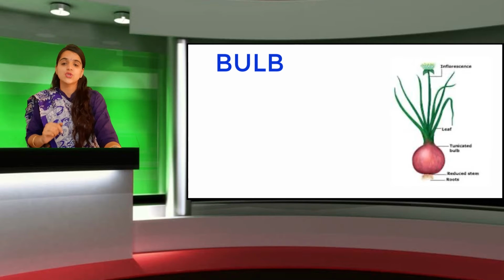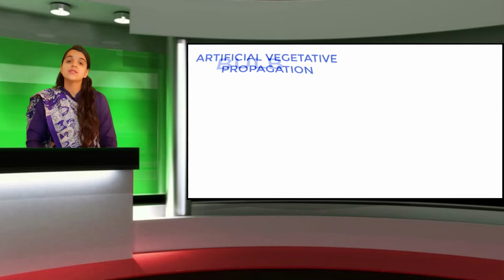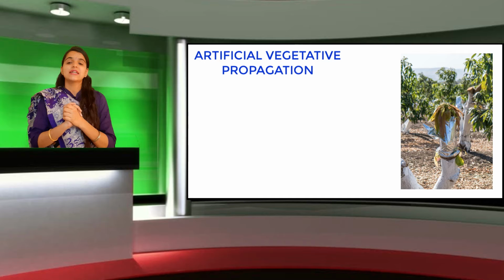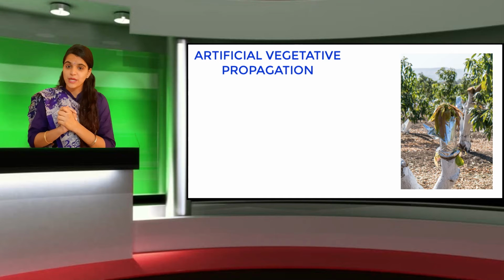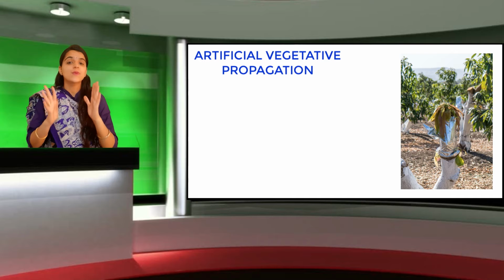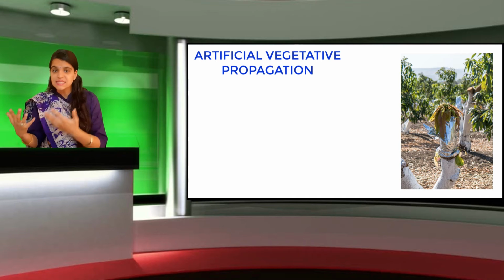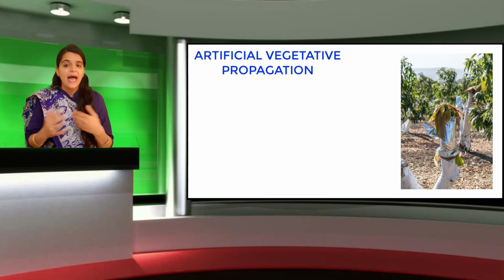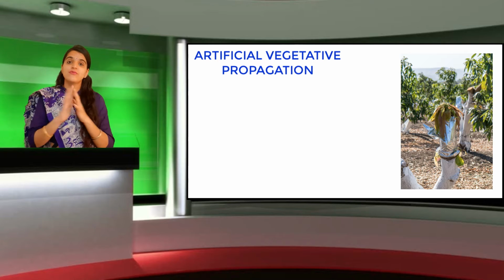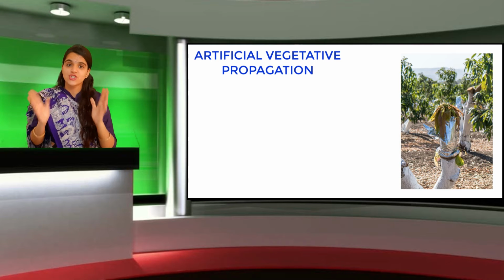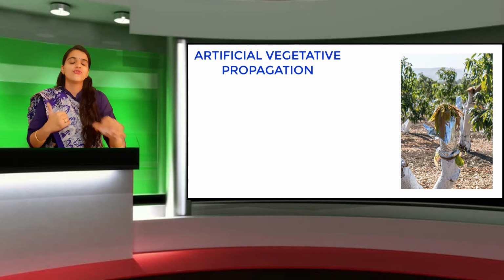Now we will come to the artificial one, which is done by human interference, as its name suggests. So what is artificial vegetative propagation? It is a type of vegetative propagation which is carried out by humans in laboratories, in gardens, in nurseries. And the most common vegetative reproduction methods include the following. The first is cutting.